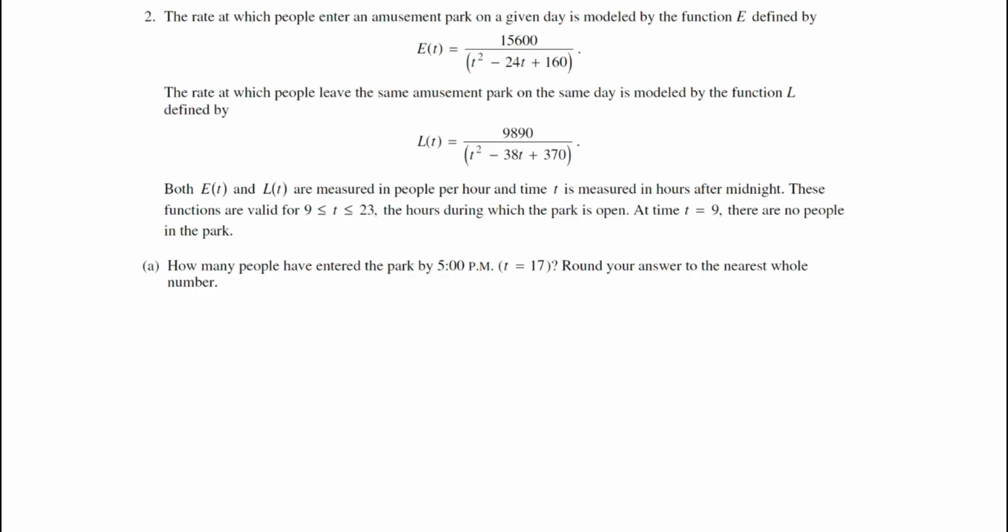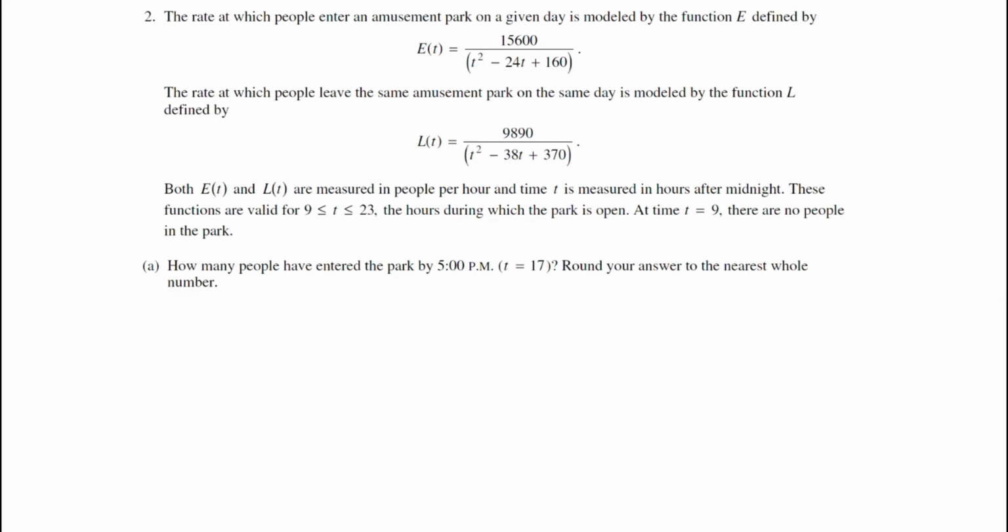All right, this is question number 2 from the 2002 AP Calculus AB exam. This is a rate FRQ, and we've got a rate at which people enter an amusement park, that's E of t, and we've got a rate at which people leave the amusement park, that's L of t, and t is measured in hours after midnight, and the functions are valid from 9 to 23, which is the hours during which the park is open. And it says at t equals 9, there's nobody in the park. So we want to know how many people have entered the park by 5 p.m., or at t equals 17.